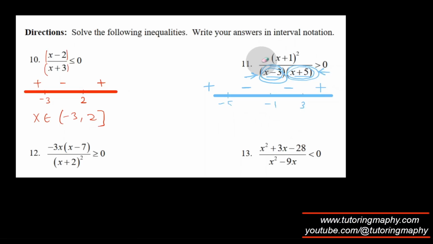They need greater than 0, right? They need greater than 0, so that's going to be, this was -5, so it's going to be -infinity to -5 union 3 to infinity. That's where it is positive.